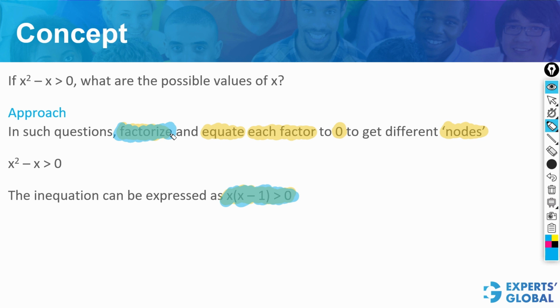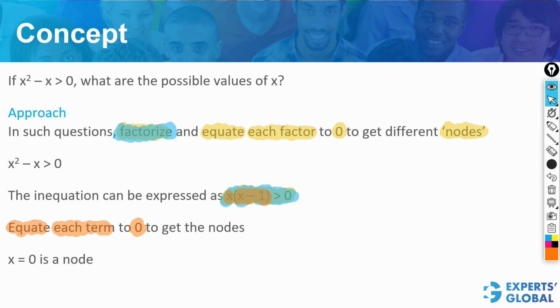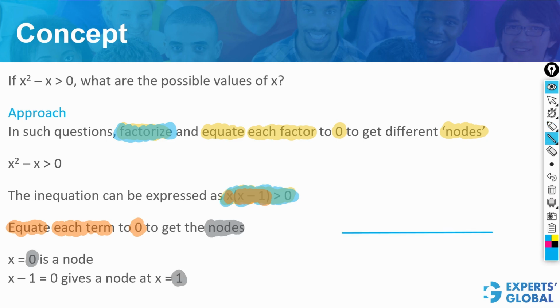Now, the next step is to equate each term to 0. The terms here are x and x minus 1. x equals 0 gives us a node, and x minus 1 equals 0 gives us another node. Therefore, the nodes here are at 0 and 1. Now it gets very interesting. Imagine a number line, and on the number line, please plot these nodes. 0 and 1 are the nodes, so we plot these nodes on the number line.